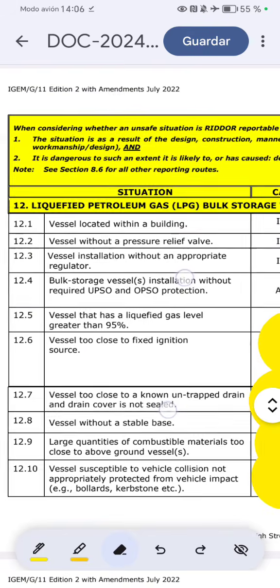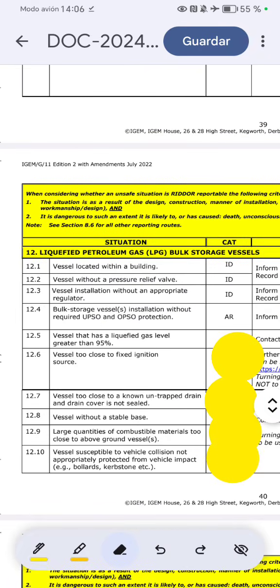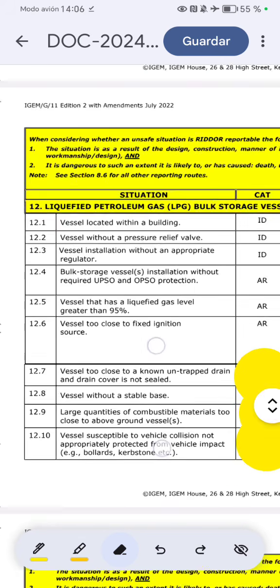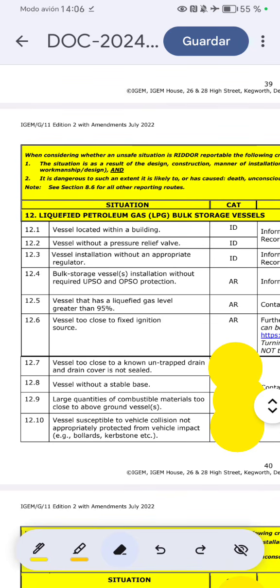All right, it's good to get this wrong. It helps you remember. 12.5. Vessel that has a liquefied gas level greater than 95%. Vessel too close to fixed ignition point. I'm going to say at risk for these two. All right, vessel too close to a known untrapped drain and cover is not sealed. At risk. Vessel without a stable base. These are both at risk.